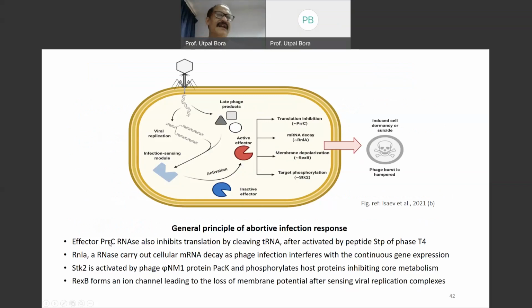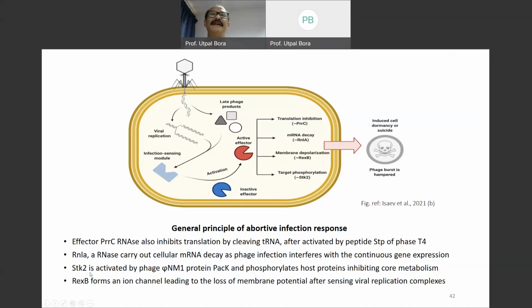The effector PrrC RNase also inhibits translation by cleaving the tRNA after activation by the peptide Stp of phage T4. The RnlA RNases carry out the cellular mRNA decay. In the second stage, you can see over here, as phage infection interferes with the continuous gene expression.